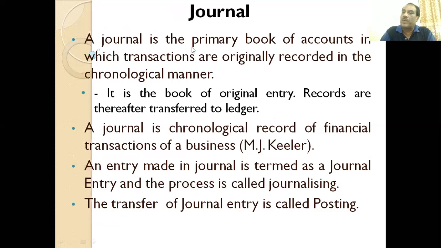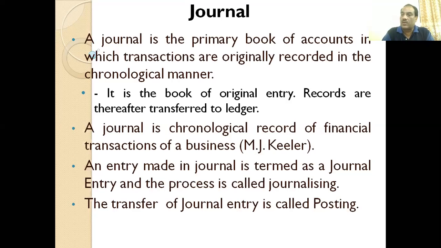A journal is the primary book of account in which transactions are originally recorded in the chronological manner I have already explained. It is the book of original entry. Since the transactions as and when made are recorded first in the journal, it is also called the book of original entry. Records are thereafter transferred to the ledger. I have already told you.